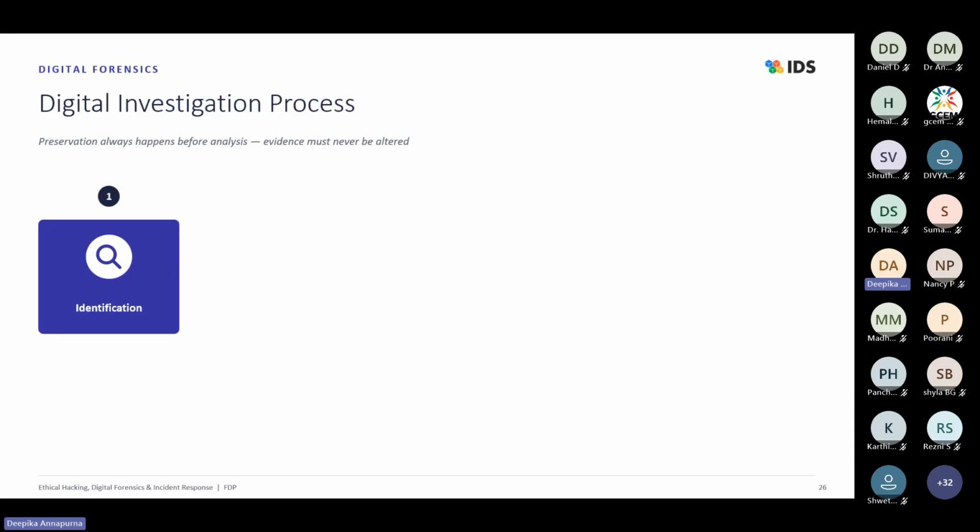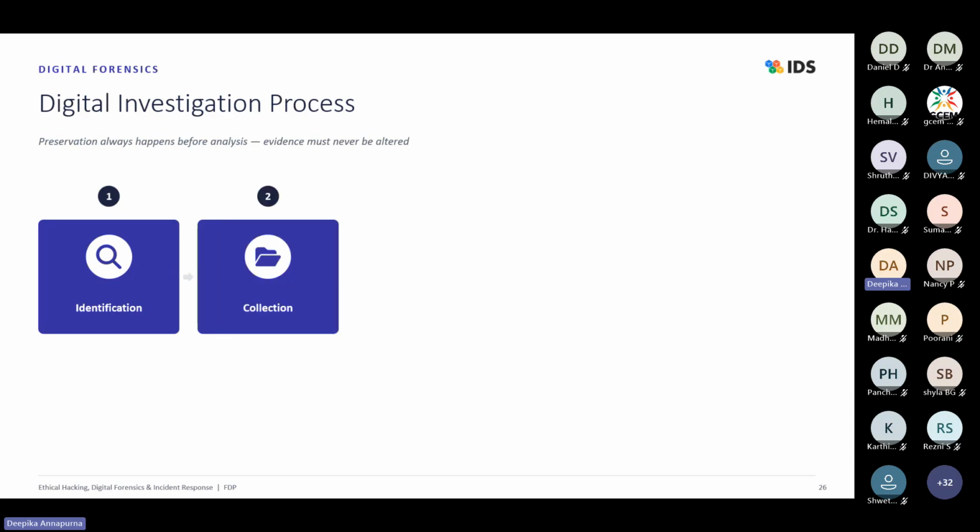Let's say the first step is identifying. What do you mean by that? They will identify which laptop has been compromised, or which server is attacked, or which employee account is used for this purpose, or which cloud resource was affected. Everything they will be identifying first. The first step is called identification.